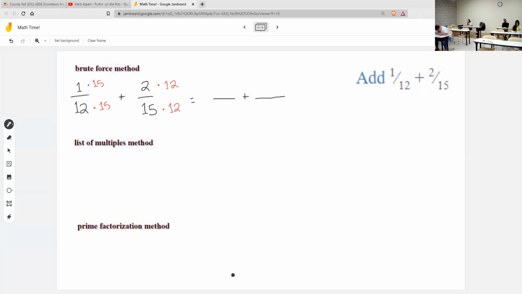What is 12 times 15? 180. Oh, okay. 1 times 15 is 15, 2 times 12 is 24. Add them up together, I get 39 over 180.